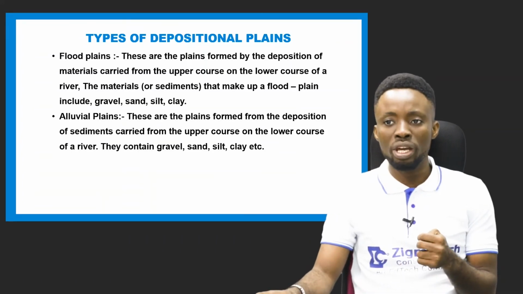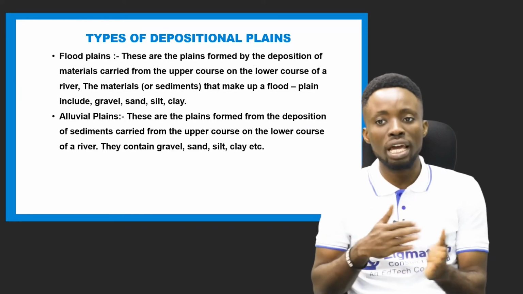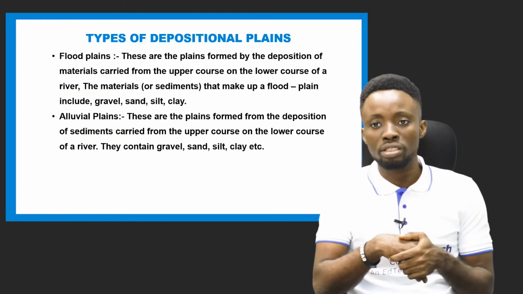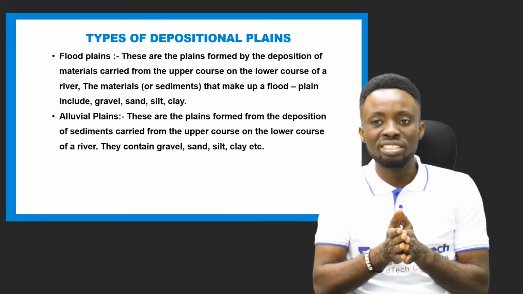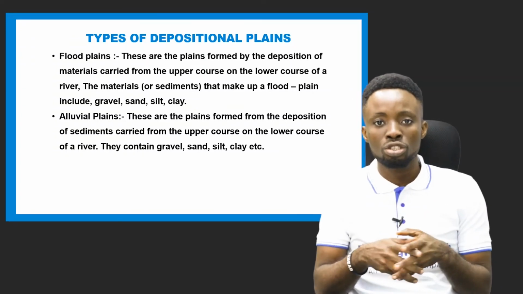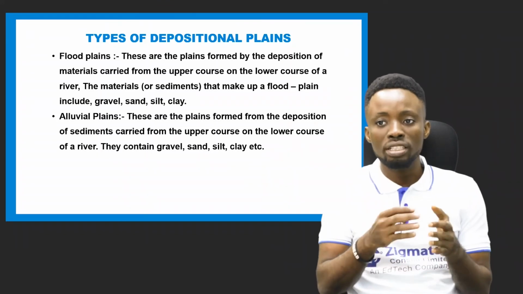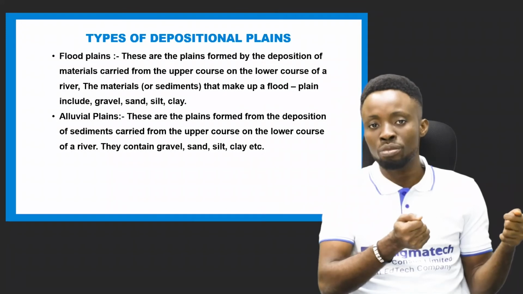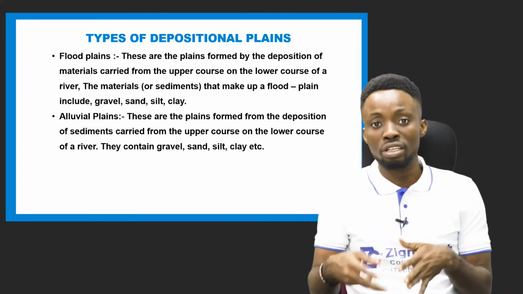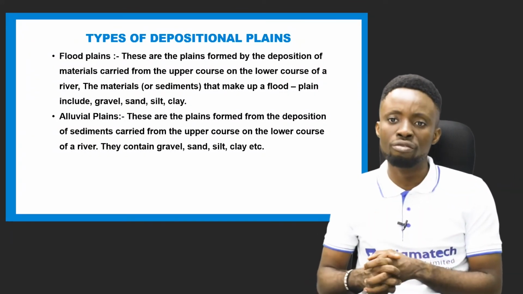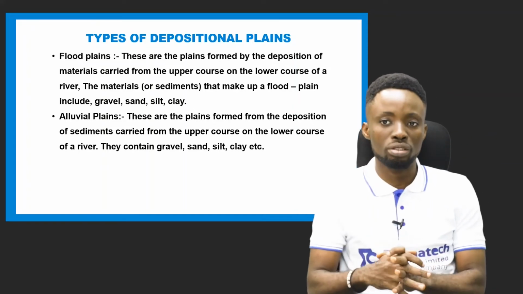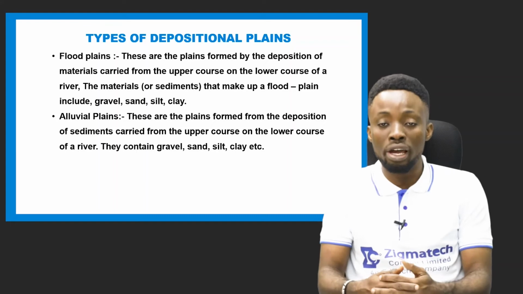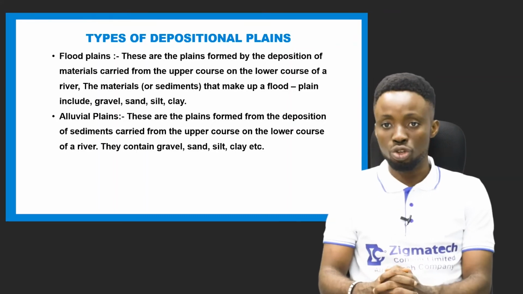Now they are formed just like the flood plains, and they are formed when sediments, such as gravel, sand, silt, and clay are transported from the upper course of a river down to the lower course of a river. But one key thing about the alluvial plain is that they are rich in an alluvial type of soil.